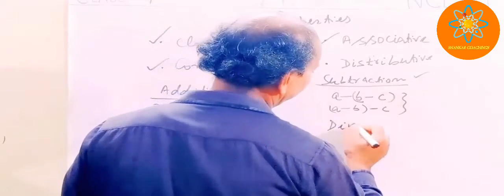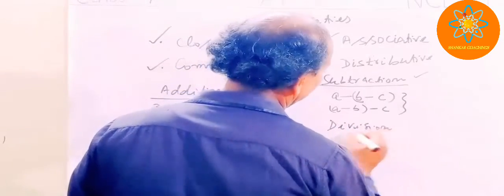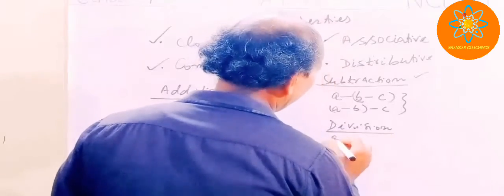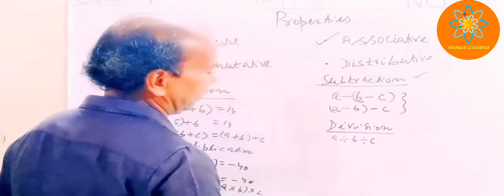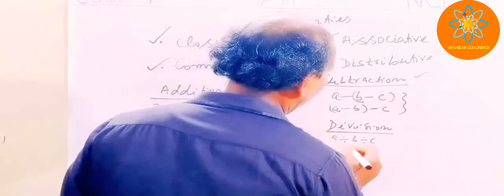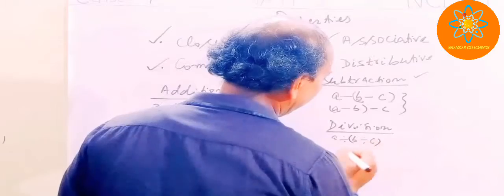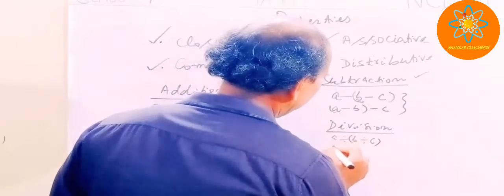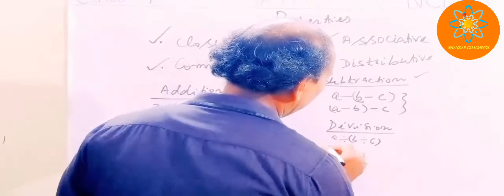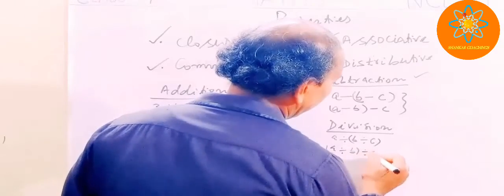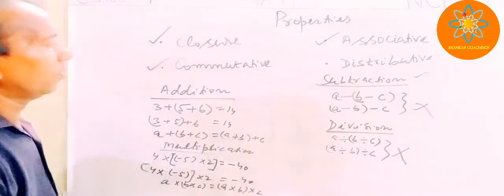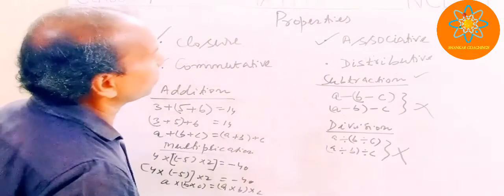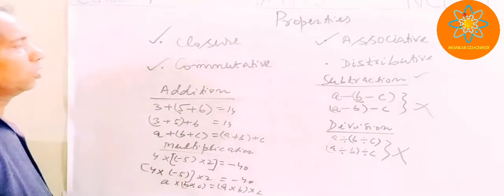Now come to the division case. Let us suppose A divided by (B divided by C), and I can also write it as (A divided by B) divided by C. These two are also not equal. So I can say that for division also, the associative property is not true.